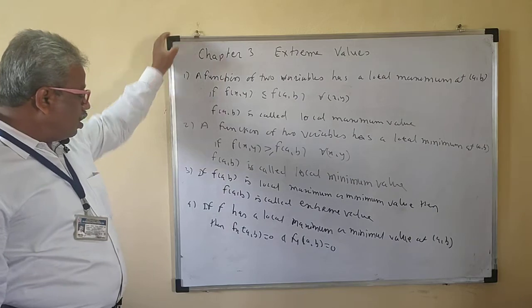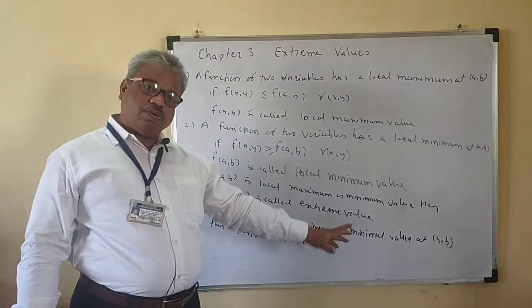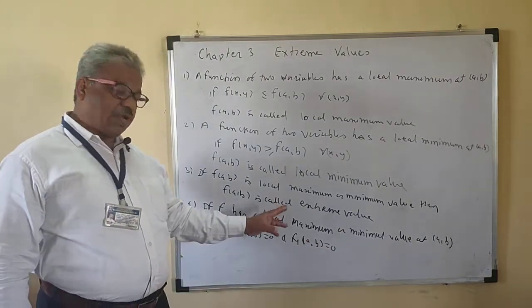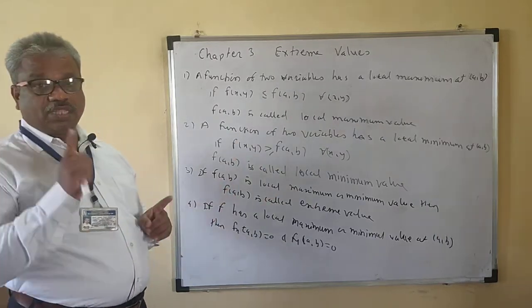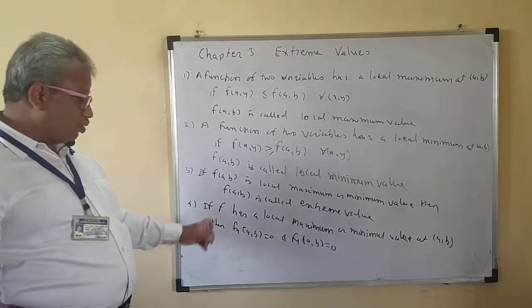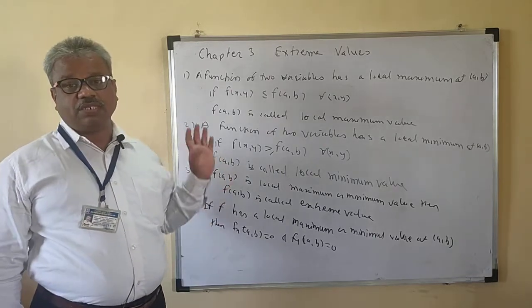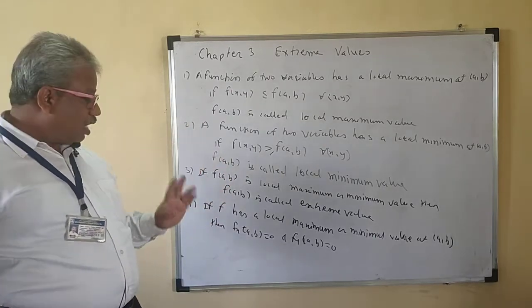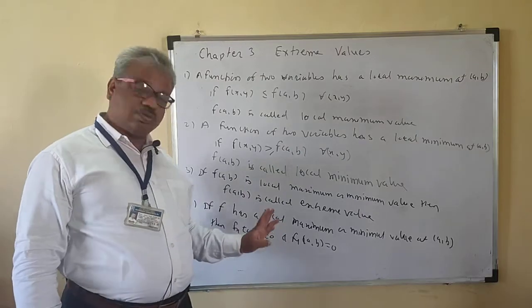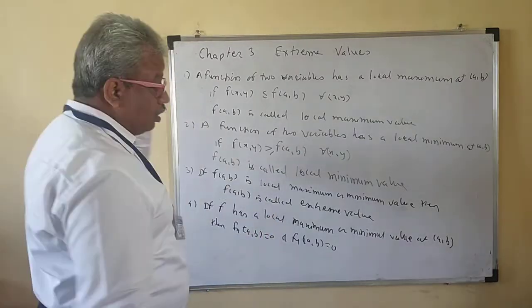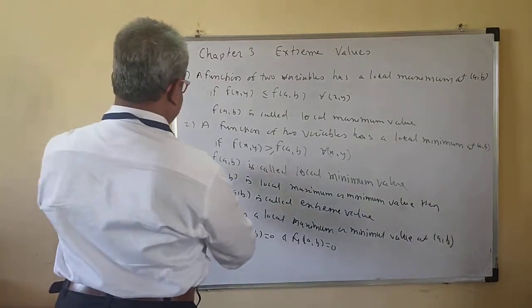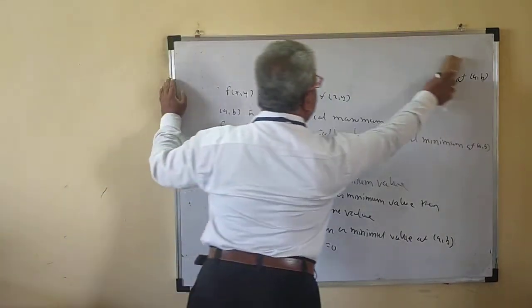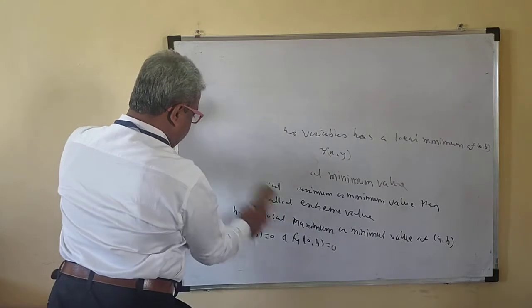Okay. Now, if f has a local maximum or minimum value at (a, b), then the first order derivatives at (a, b) are 0. That means fx(a, b) is equal to 0 and fy(a, b) is equal to 0. This is a very important note in this chapter, so you should remember all these 4 points.